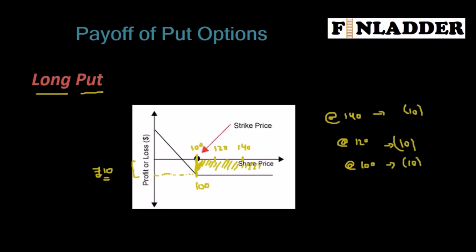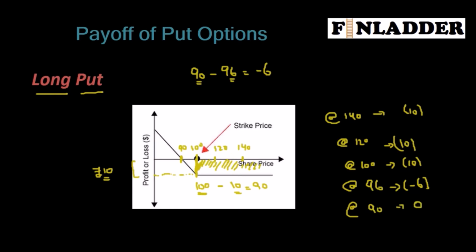Now let's suppose that the price is 96. Our profit or loss would be 90, which is the amount from which we will start making money, minus 96, which is the underlying price, thus a loss of minus 6. If the prices end at 90, that is where we will start making money. Now how do we find this amount? It is the strike price minus the premium of 10, which is equal to 90. This is how we find our break-even point. So at 90 we would make no profit, no loss.